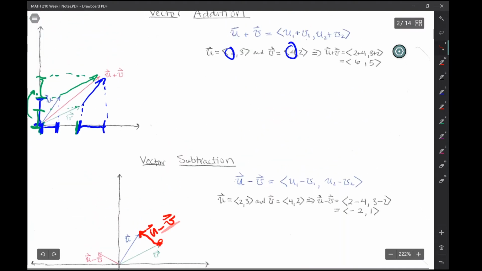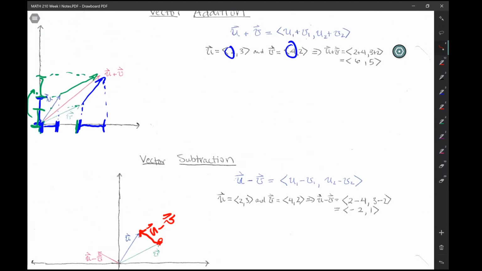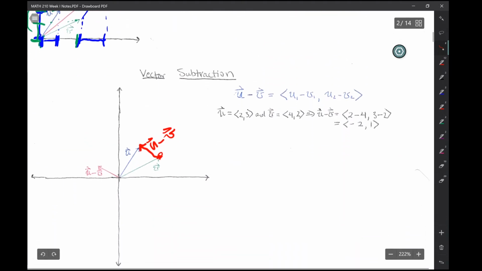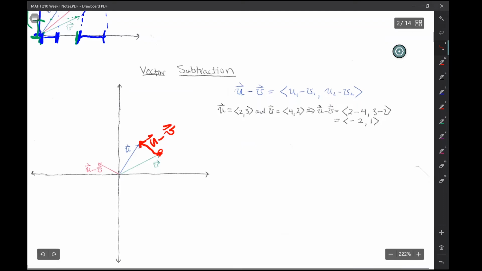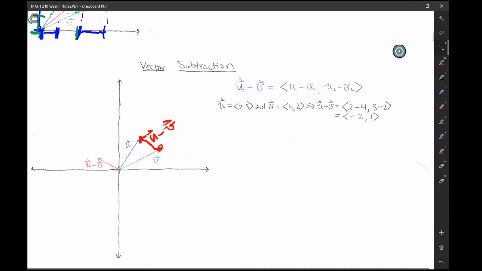So it's important which is being subtracted. It's not like the addition rule where it's commutative. Of course, with subtraction, it's not commutative. u minus v is not the same as v minus u. Although they have the same length, they won't have the same direction. They would have opposite directions.